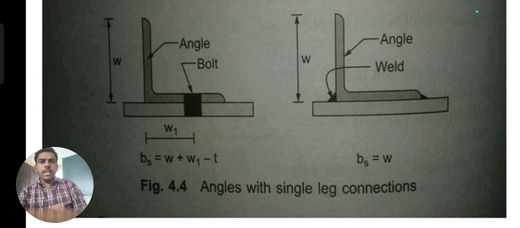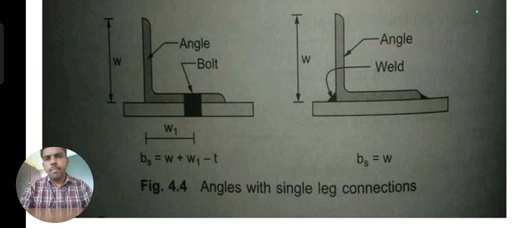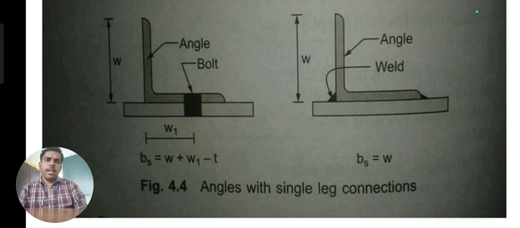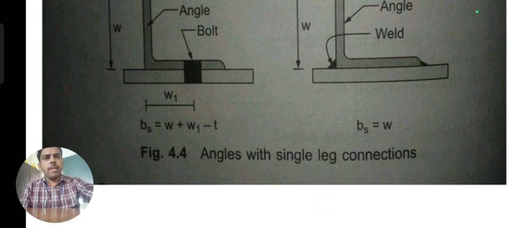Here the bs value varies from the bolted connection to the welded connection. For the bolted connection, we take the bs value as w plus w1 minus t. Here w1 means the distance from the end of the member to the bolt, where the bolt is provided in that situation. In the welded connection, bolt distance is not involved, so bs is taken as w only. This is for single leg connections only. Double leg means you have to provide the other side also.